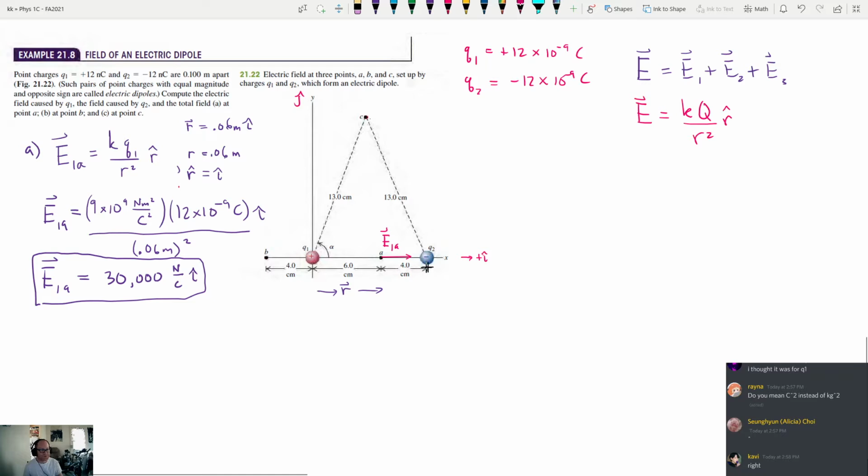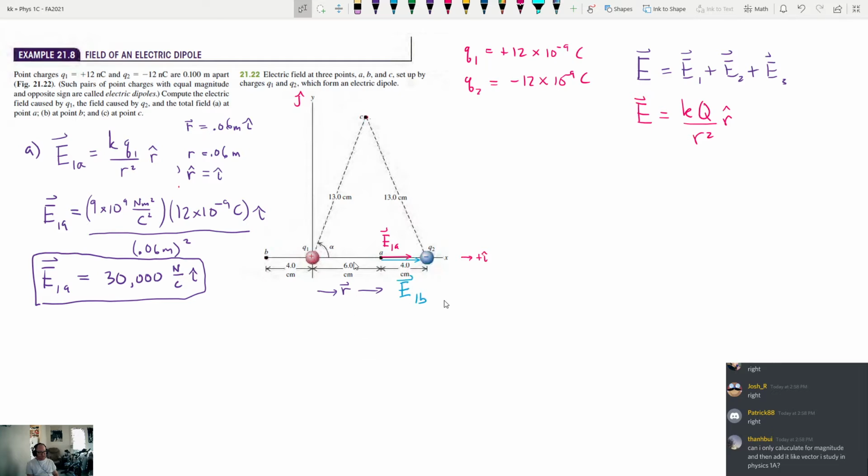The electric field created by, yeah. I only briefly mentioned this, and I probably should have put more emphasis on it, but when you have a negative charge, the electric field points towards negative charges, and it points away from positive charges. So we'll call this one E1B, and it points to the right.